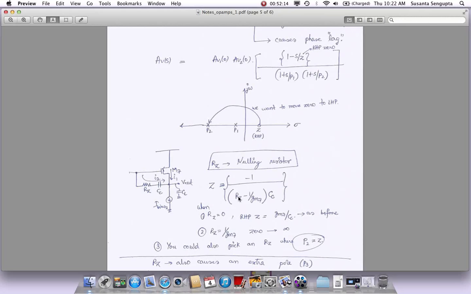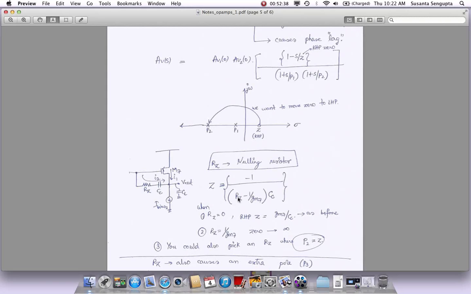Okay, so now let's look at it. What happens if RZ was shorted, which will be same as before? What does the right half plane 0 become? It will become GM7 by CC. The negative sign and negative sign will cancel, GM7 will go up. So it's same as before. If you didn't have any resistance, you have caused this to become actually same as before, right half plane. We don't want it.